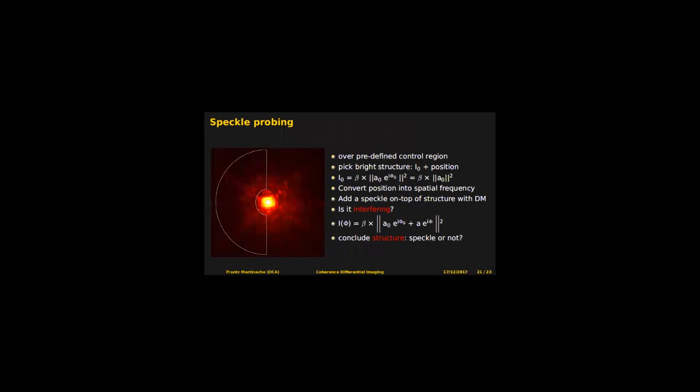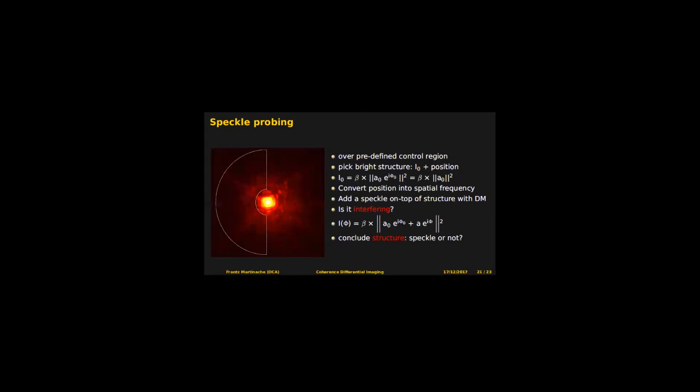So you predefine a region over which you're going to try and do spectral control. You pick whatever bright structure, which is going to be this one, for instance, and you measure its intensity and its position in your image. You convert that position into a spatial frequency. You know how many lambdas over D it is away from your central star, so you know what spatial frequency it corresponds to. And because you've measured its intensity, you don't have access to its phase. You only have access to an estimate of its amplitude.